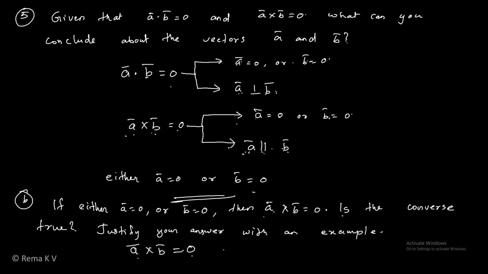See, here in this question, it is given A cross B is equal to 0. Two different possibilities are there. The first possibility is either A is equal to 0 or B is equal to 0. The second possibility is A is parallel to B, that is, two vectors are parallel. How can you write two parallel vectors? Let us consider a vector A, i plus 2j plus 3k. Can you give me a vector B which is parallel to A?